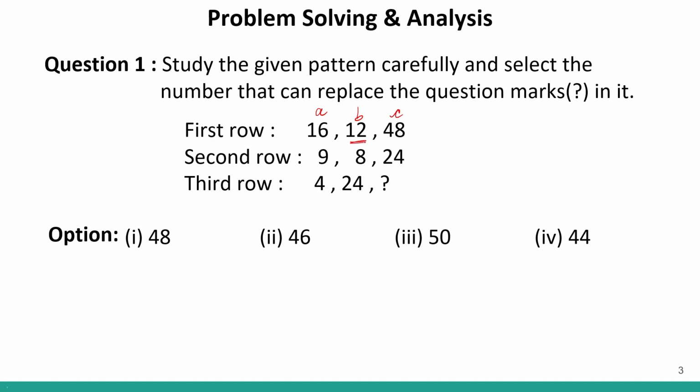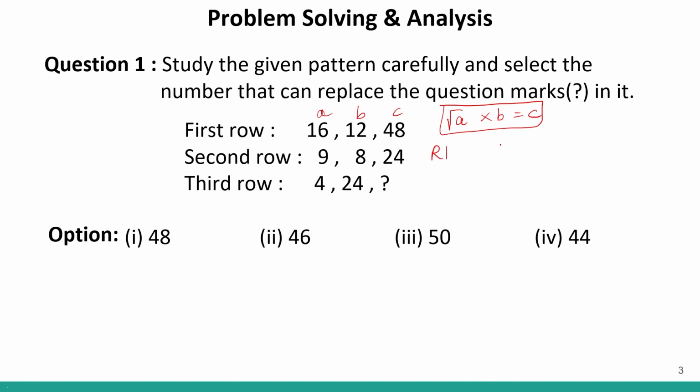Now if I look at this number 12 and 48, I can see there's a clear multiplication by 4. 12 four times will give me 48. Similarly, when I look at this number 8, I can see clearly that 8 into 3 will give me 24. Now 3 is the square root of 9. Similarly, 4 is the square root of 16. So if this is A, this is B, this is C, I can say that the square root of A into B is giving me C. This is the logic that I have interpreted.